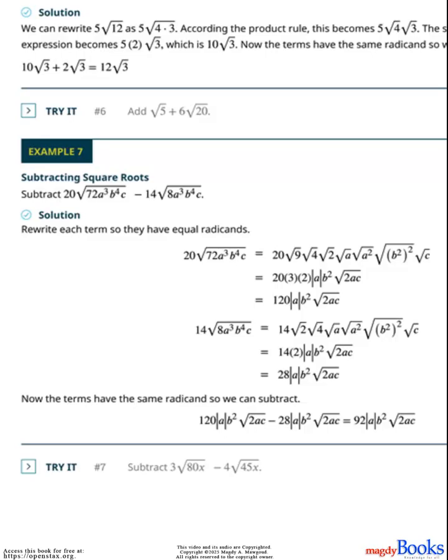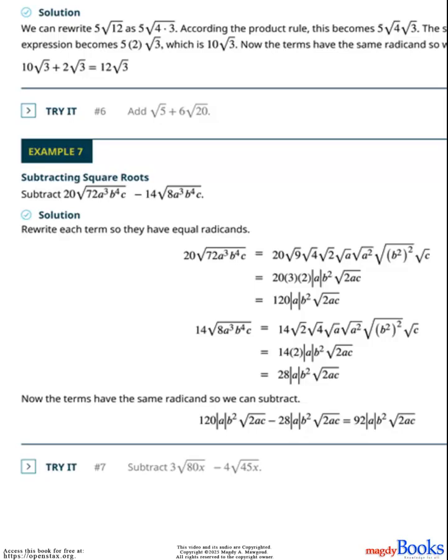Solution. Rewrite each term so they have equal radicands. 20 square root of 72a cubed b to the power of 4 c equals 20 square root of 9 times square root of 4 times square root of 2 times square root of a times square root of a squared times square root of (b squared) squared times square root of c, equals 20(3)(2)a b squared square root of 2ac, equals 120a b squared square root of 2ac.